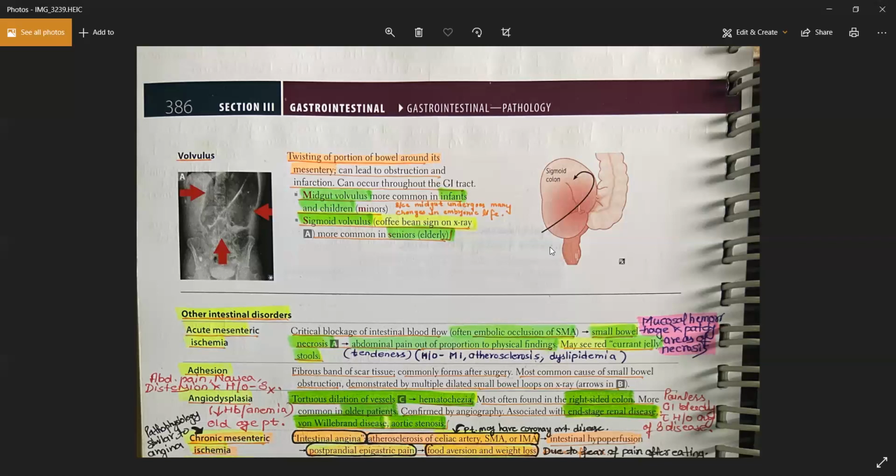And yeah, so that would be all about the volvulus. You will have the twisting of the bowel around its mesentery, and as a result, the blood supply to that part will be compromised. And as a result, you will have the ischemia, you will have the infarction in that area, and that will produce the pain.